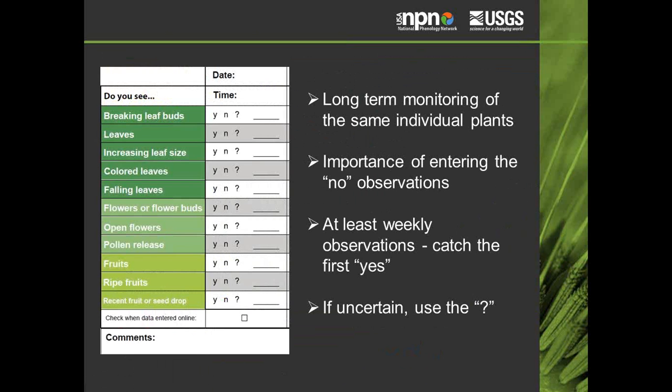We usually ask folks to go outside and make observations at least once a week, so that you can capture the first time that a phenophase is occurring. And that's really important during the growing season or when something is happening. So as spring is starting to gear up across the country, that's when we really want people to make sure they're going out at least once a week to capture those observations.